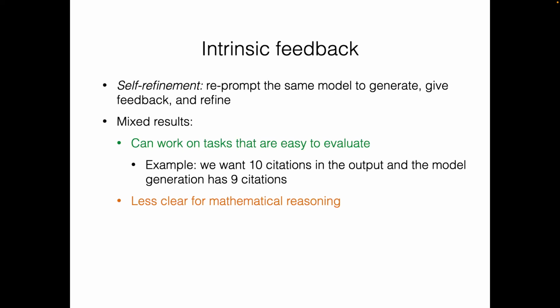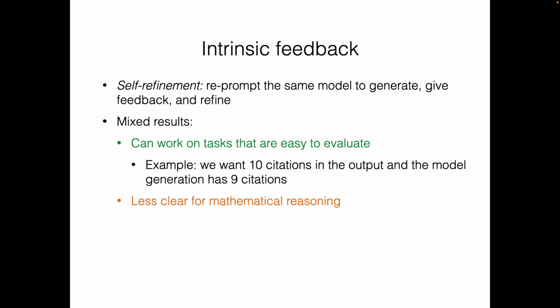So for instance, let's say that your model produces some summary and you want it to have 10 citations in the output, and the model produces a really good summary, but it only has 9 citations. Well, then maybe you don't necessarily want to regenerate and do parallel sampling. Instead, the model can easily go through a checklist and see, oh, this is good, it only has 9 out of 10. Let me just do a little bit of refinement. So in those kind of settings, the intrinsic refinement can even be a bit effective.